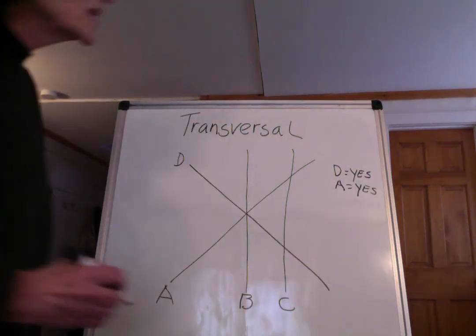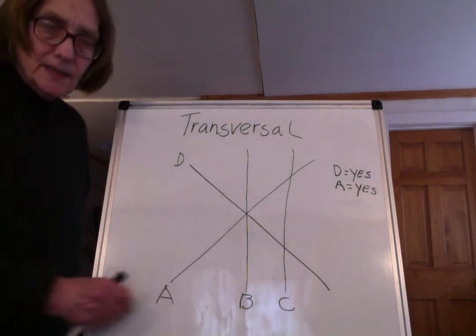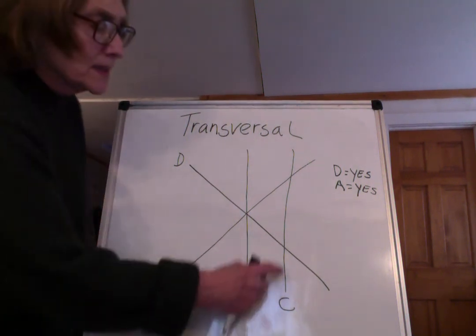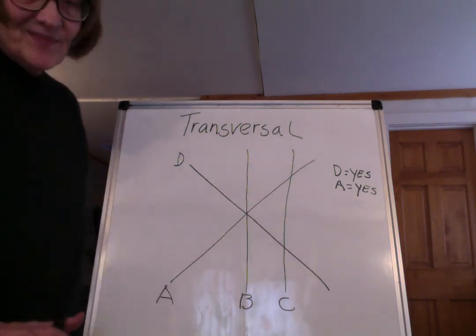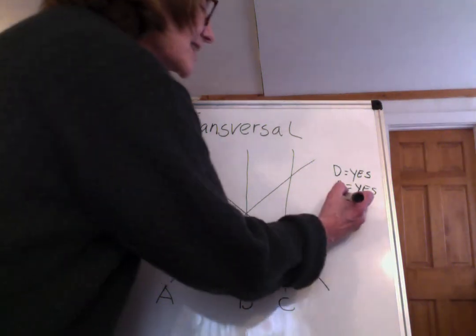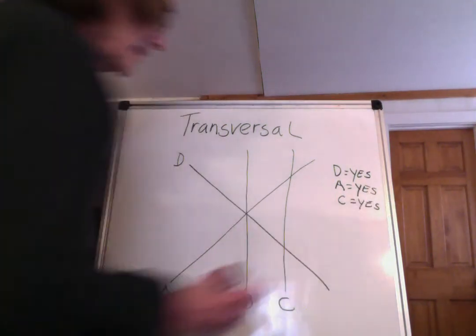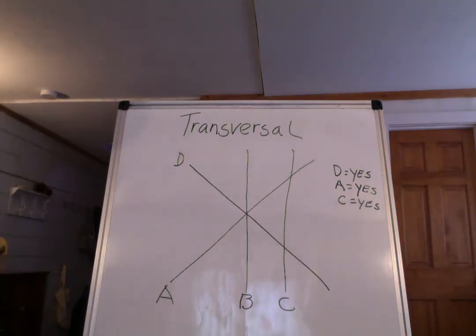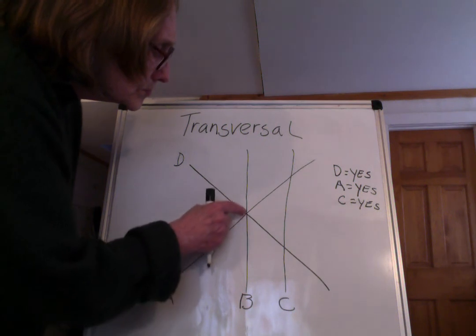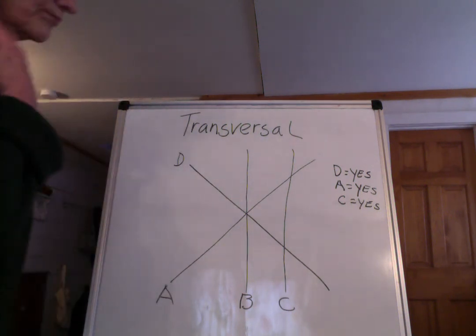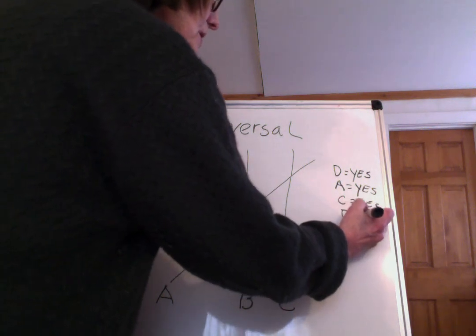Now let's go over to C. Is C a transversal? Yes, very clearly, right? C hits D and it hits A. Yes, C is a transversal. Now let's see about B. Is B a transversal? No, it is not.